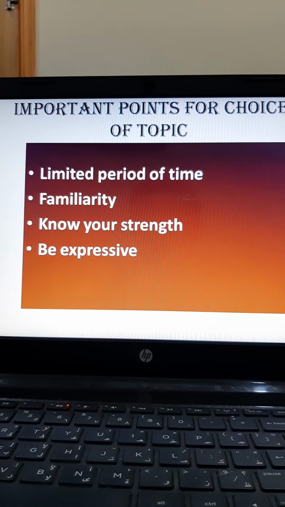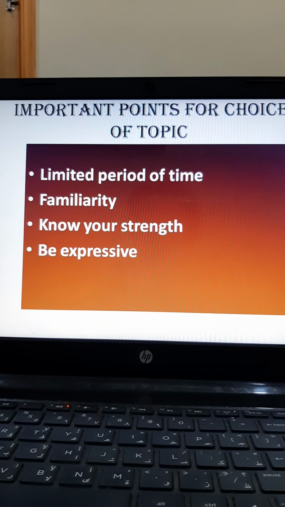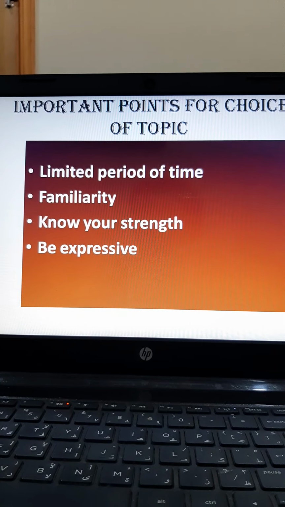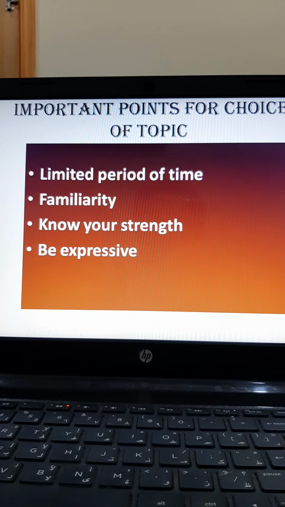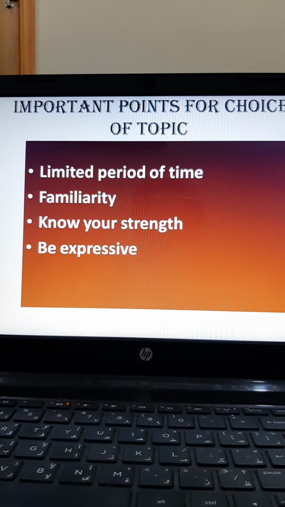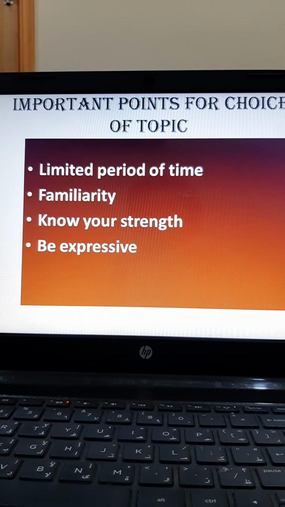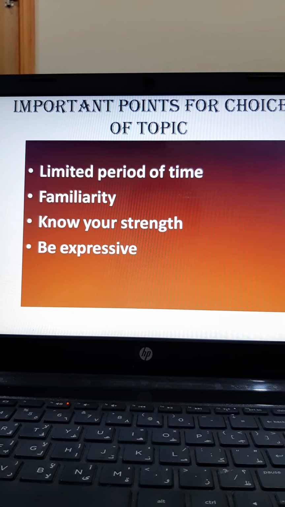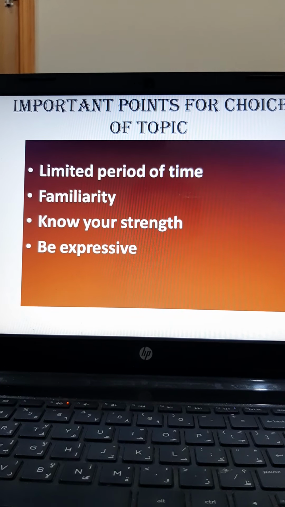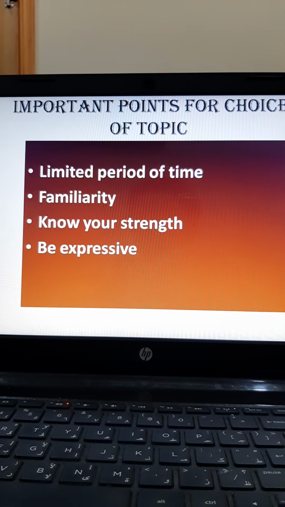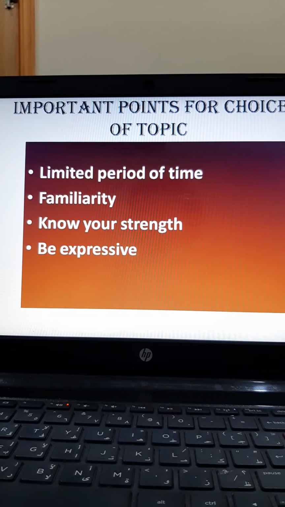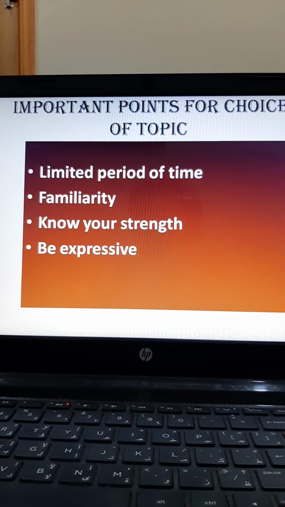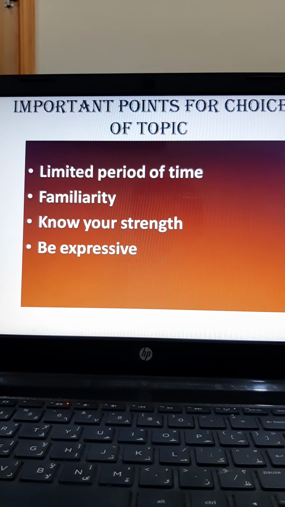Know your strength. You should be aware of the type of writing you are best at. And finally, be expressive. Remember that your work will be judged by teachers on how you express yourself and your choice of words on the topic. Using accurate grammatical structures and appropriate vocabulary is extremely important.